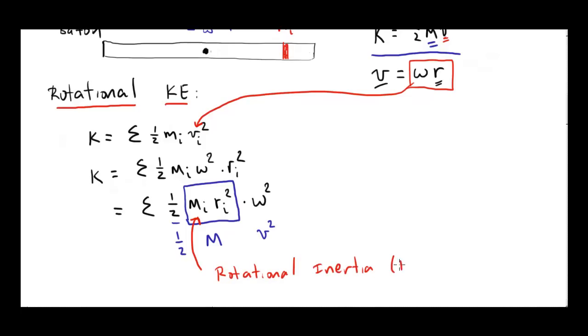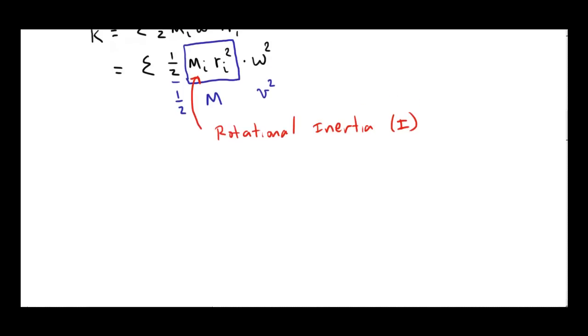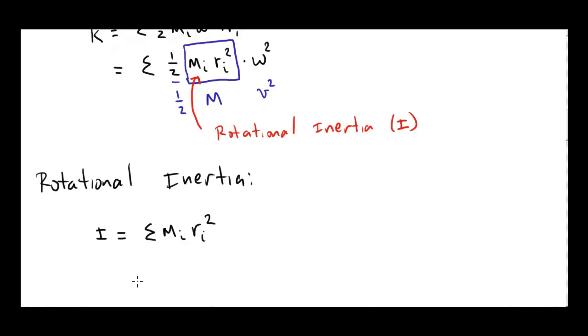And it's abbreviated with the letter I. And again, you can think of it as similar to mass. So let's write that equation down here so that we can refer to it. So now we've got rotational inertia, and we know what the equation is. We've sorted that out. So I equals the sum of m_i r_i squared. So we'll refer to this equation moving forward.